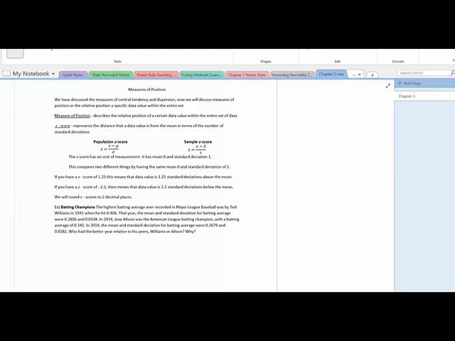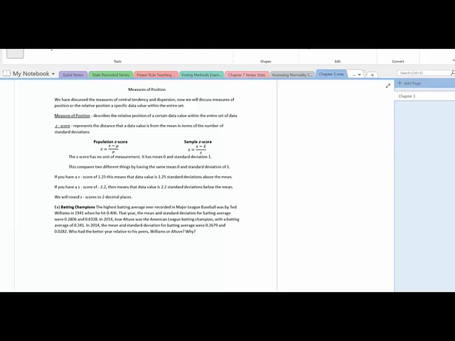In this video, we're going to talk about z-scores. But before we talk about z-scores, let's talk about measures of position. So measures of position describe the relative position of a certain data value within the entire data set. So now let's talk about z-score. This represents the distance that a data value is from the mean in terms of the number of standard deviations.